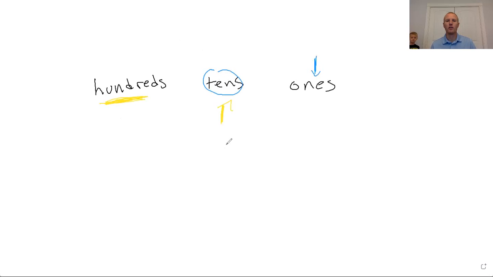So let's draw out that place value chart here. Hundreds, tens, ones. If I'm rounding to the nearest 100, I need to look at the tens, right? If I'm rounding to the nearest 10, I need to look at the ones. So you always look one place to the right. So if I'm rounding to the nearest 100, I need to look at the tens. So let's look at an example of that.